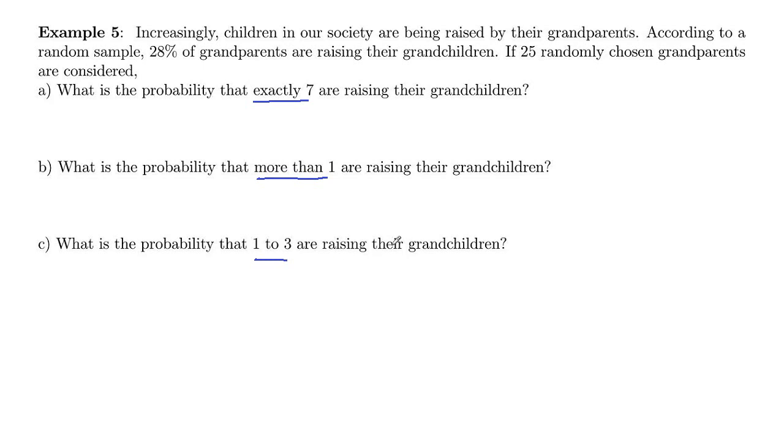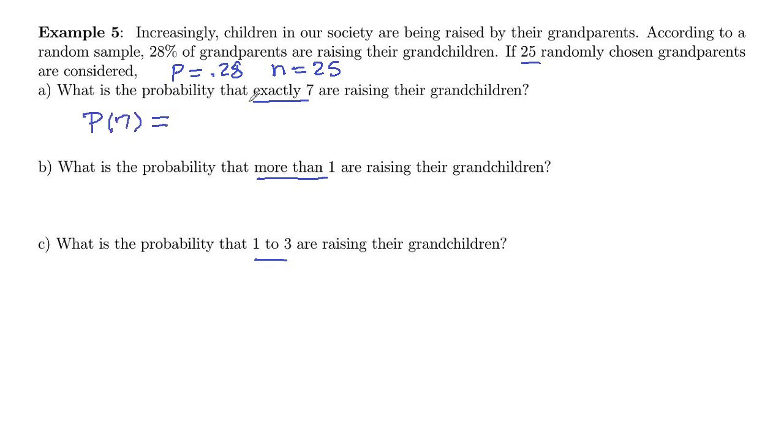So this is binomial because they either are or they are not raising their grandchildren. So we can use binomial CDF to compute these probabilities. So the 28%, that is our P, probability of a success, so 0.28. We selected 25 total, so N is 25. And then in this first one, we're looking at exactly 7. So we want to know the probability that exactly 7 are raising their grandchildren.